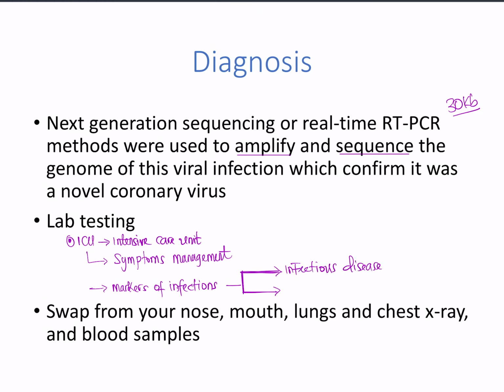Samples can be taken from the nose, the mouth, the lungs. A chest X-ray will be done to see if there is possible pneumonia, and also blood samples can be taken to monitor things like white blood cell numbers and see if the infection is getting better or worse.